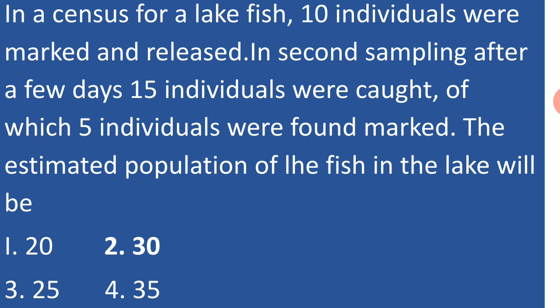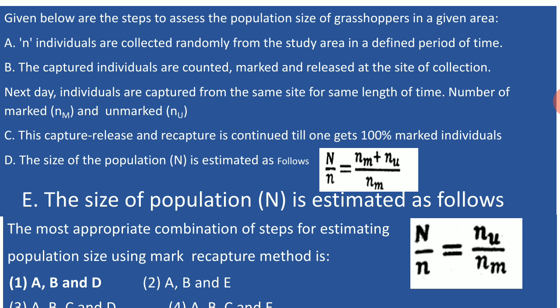In this case, in a census for the lake, 10 individuals were marked and released and sampling was taken. So 10 upon total. After a few days, 15 individuals were caught, of which 5 were marked. So 5 upon 15 is equal to 10 upon total. The answer should be 30. This is the question of December 2019. Very good question, because mark and recapture is never in percent. So you can solve this question by following the formula given on the first slide.